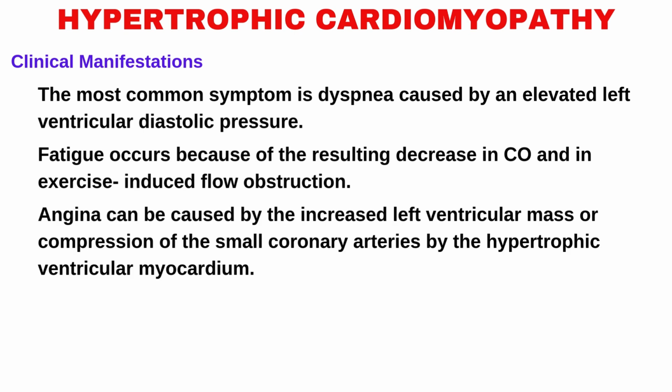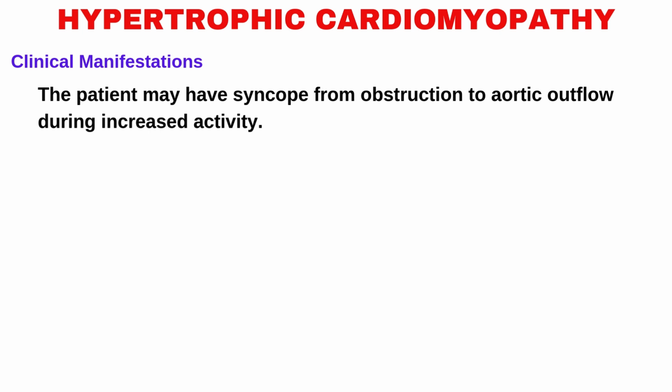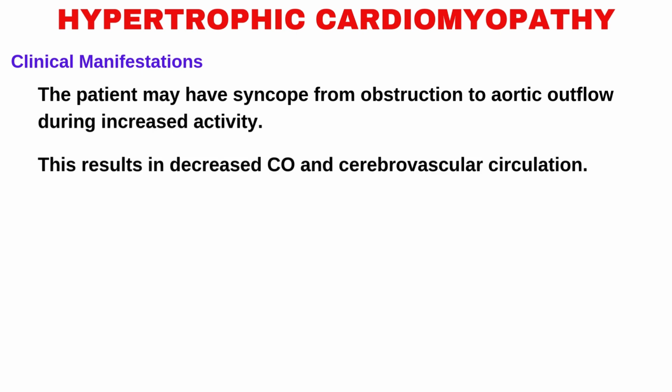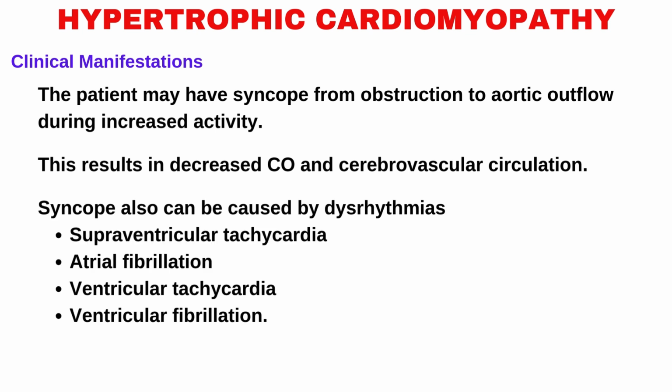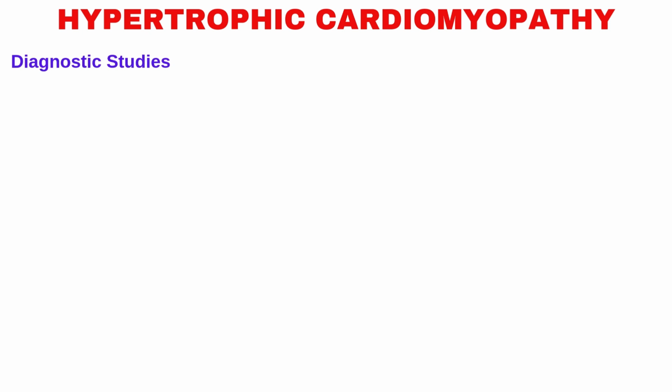Angina can be caused by the increased left ventricular mass or compression of the small coronary arteries by the hypertrophic ventricular myocardium. The patient may have syncope from obstruction to aortic outflow during increased activity. This results in decreased cardiac output and cerebrovascular circulation. Syncope also can be caused by dysrhythmias such as supraventricular tachycardia, atrial fibrillation, ventricular tachycardia, and ventricular fibrillation. Now we will see how to diagnose the disease.